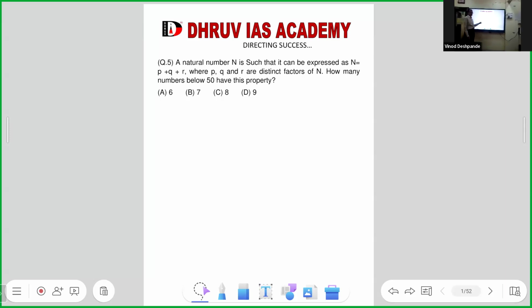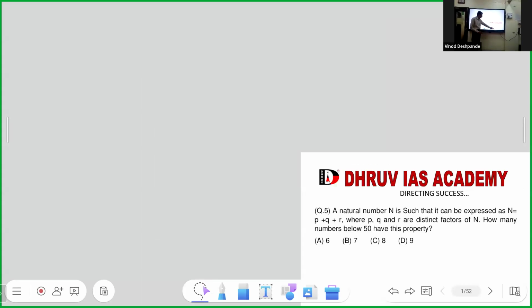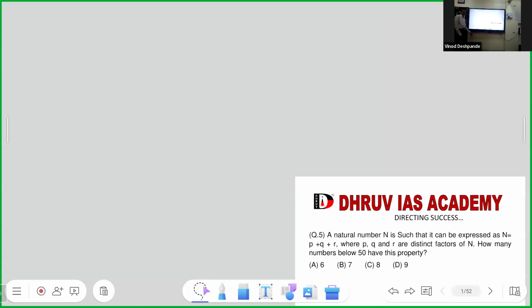The first question, as you can see here: a natural number n is such that it can be expressed as n is equal to p plus q plus r, where p, q and r are distinct factors of n. How many numbers below 50 have this property? So here what we have to see is this. That means any natural number n should be expressed as the sum of three factors. Okay, so now p, q, r are distinct factors.